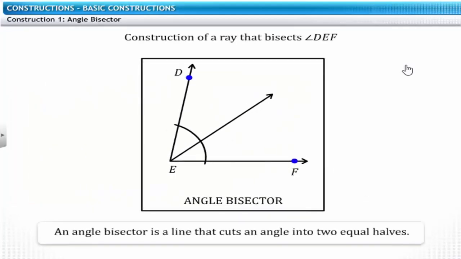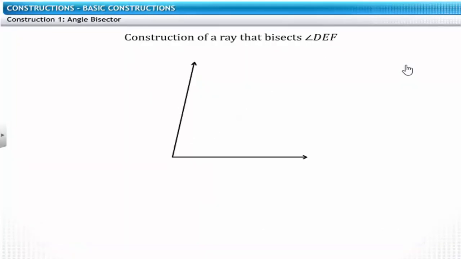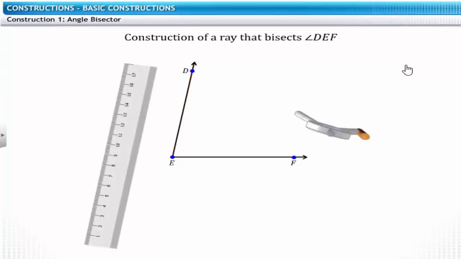An angle bisector is a line that cuts an angle into two equal halves. Here's an angle. Let's name it DEF. ED and EF are two rays. To draw a bisector of this angle, we'll need a ruler and a compass.